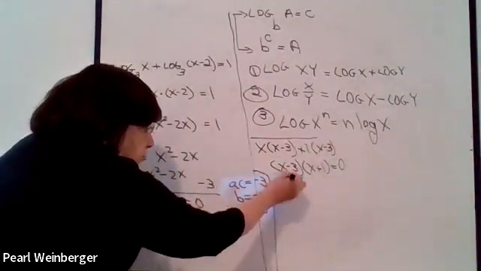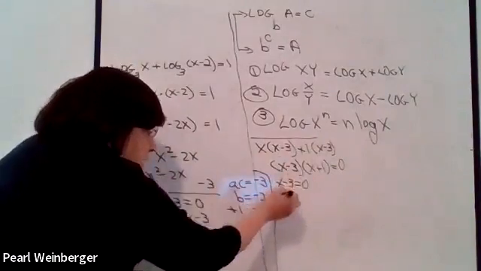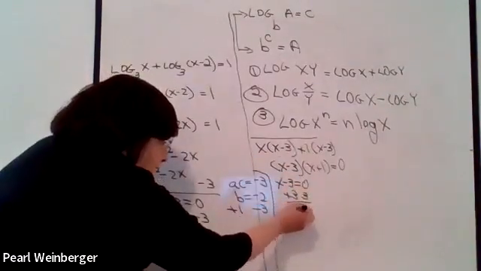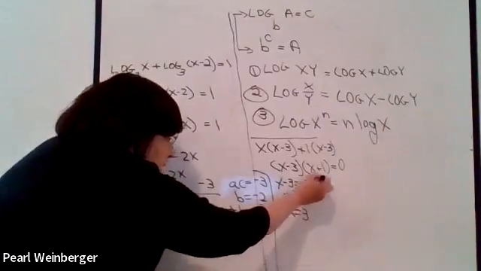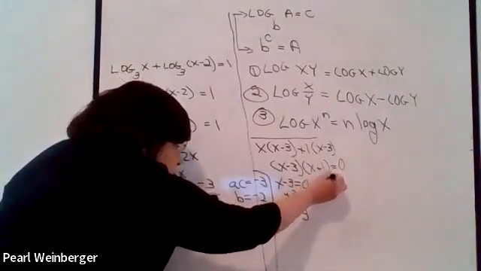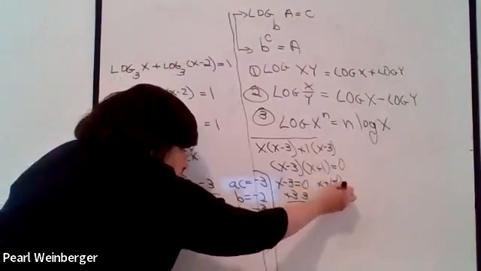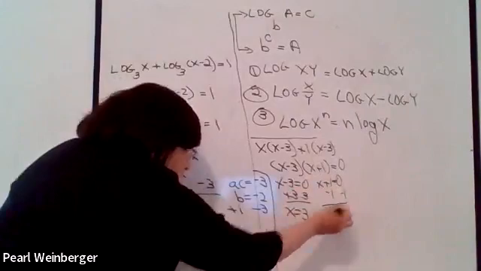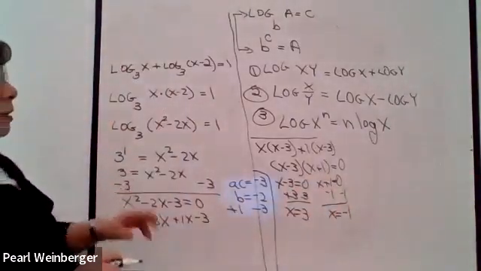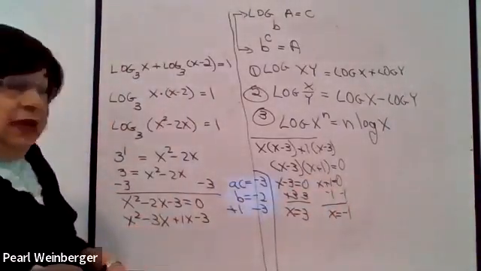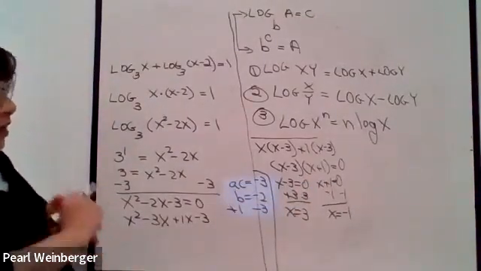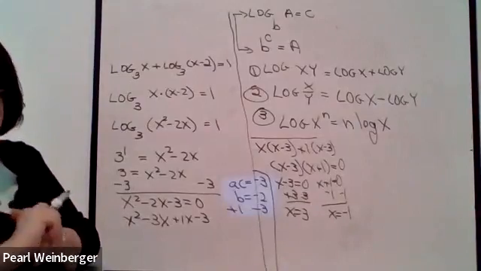And now I set each of these equal to 0. X minus 3 equals 0. And when I solve that, I get x equal to 3. And x plus 1 equals 0, which gives me x equals -1. So when I solve this, I actually got two answers. But let's check if both answers are good.